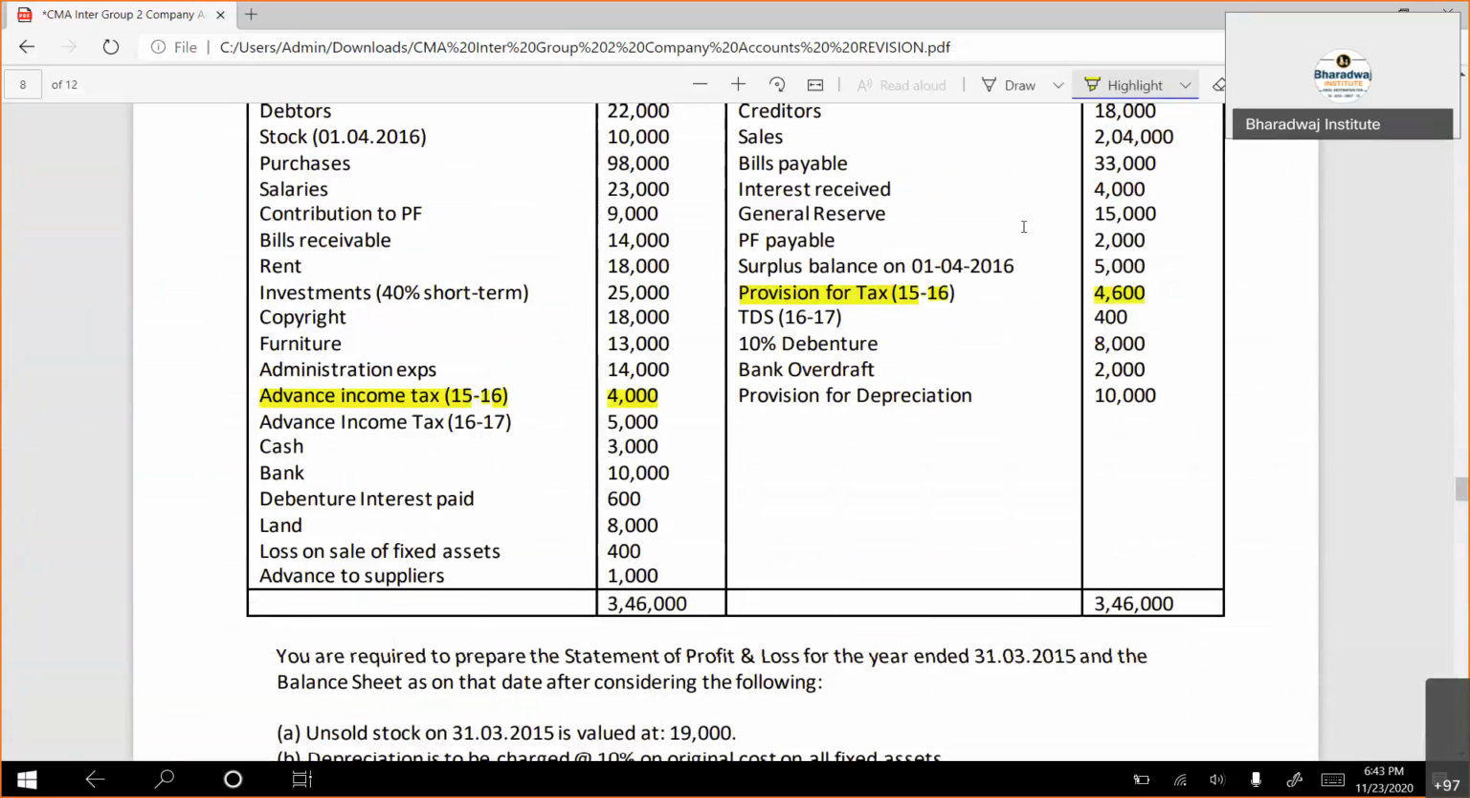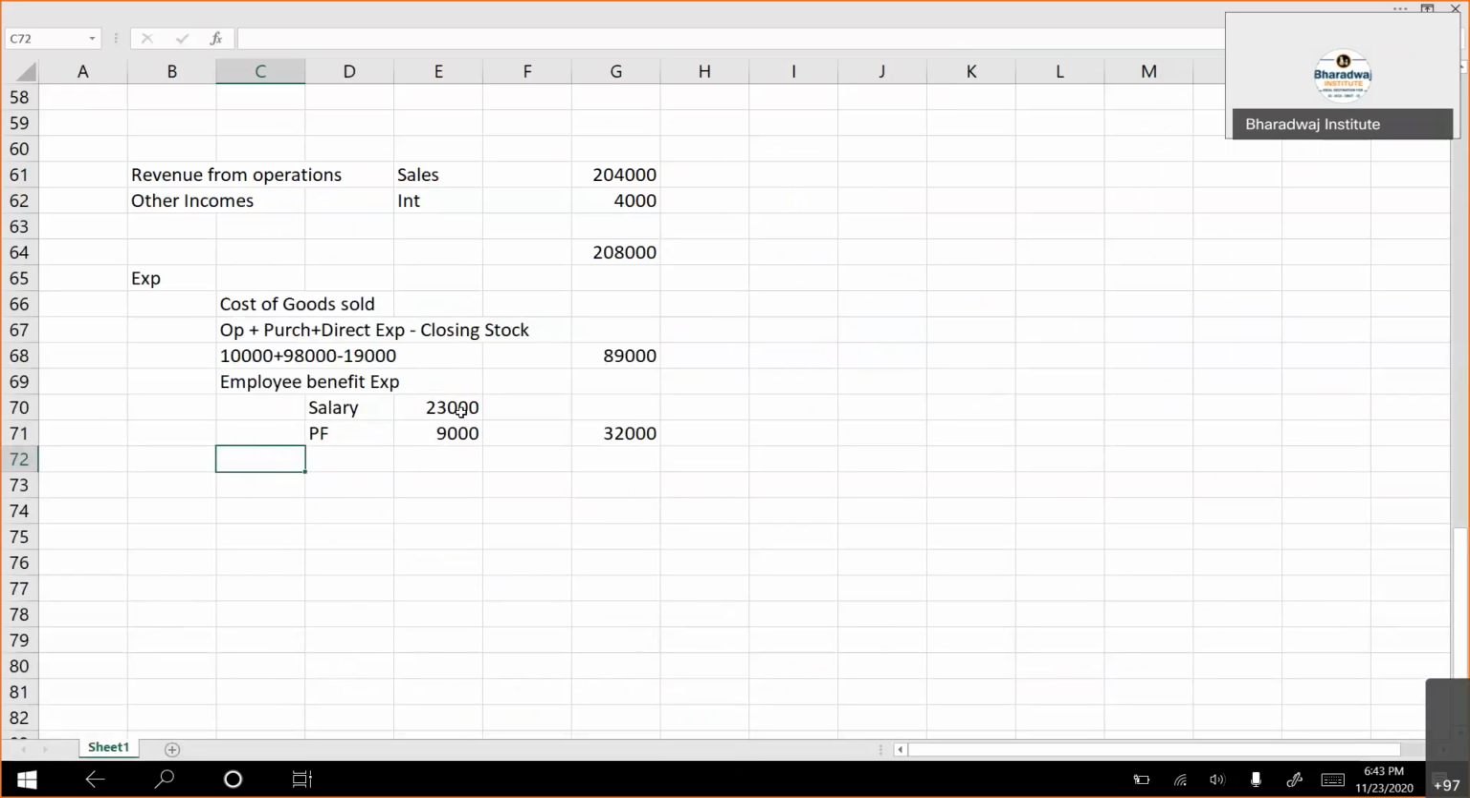This PF payable is a liability. When something comes within the trial balance, this has been already recorded. Journal entry would have been passed, like PF account debit to PF payable. That will come in liability side. Then this is your employee benefit expenses.